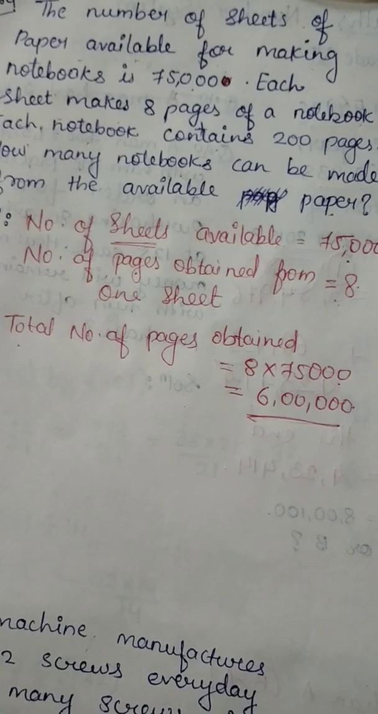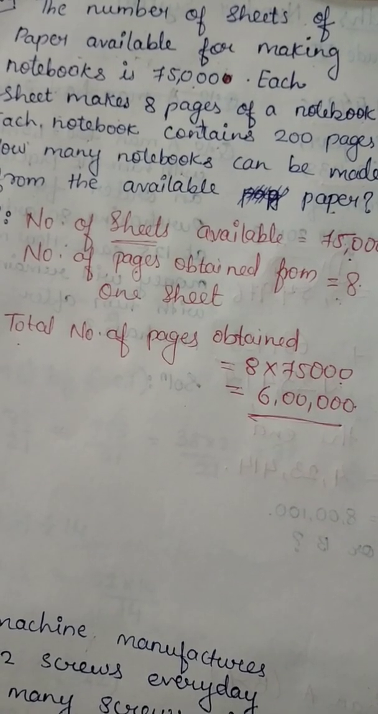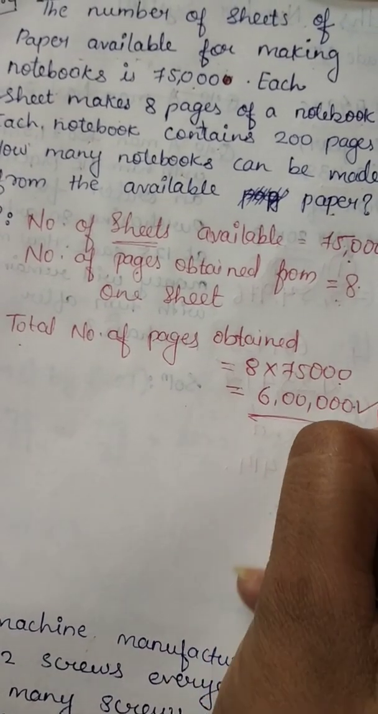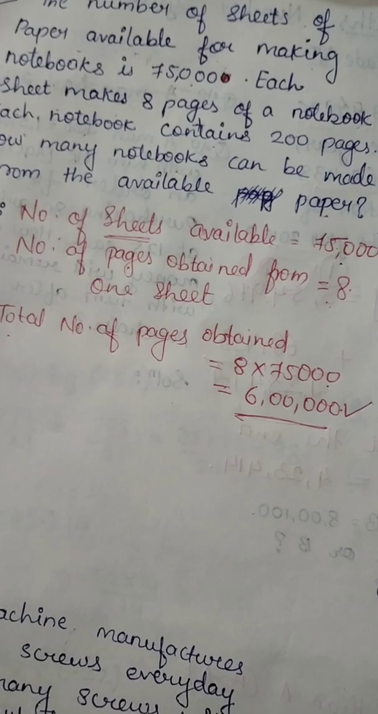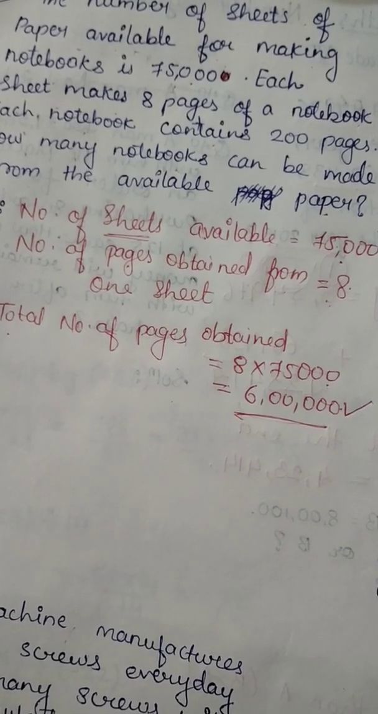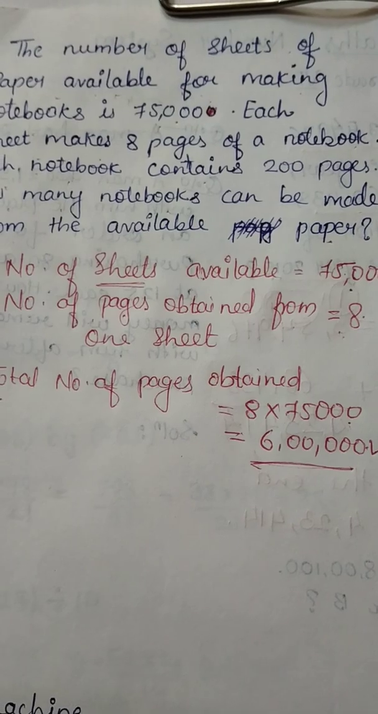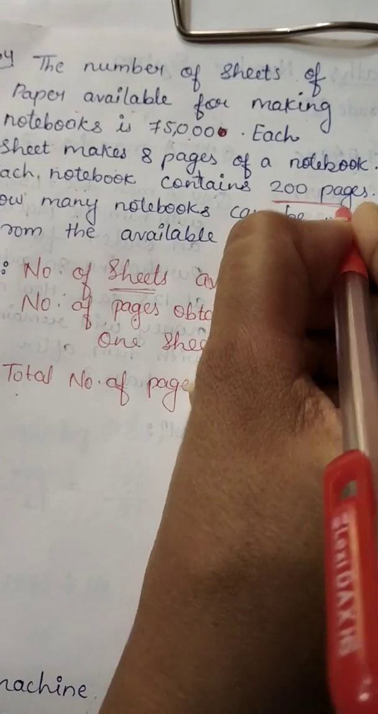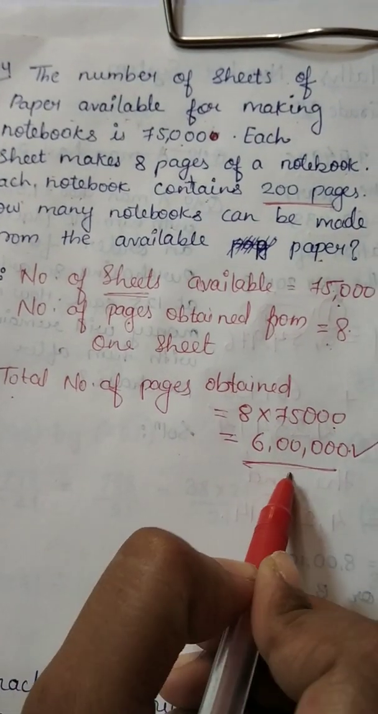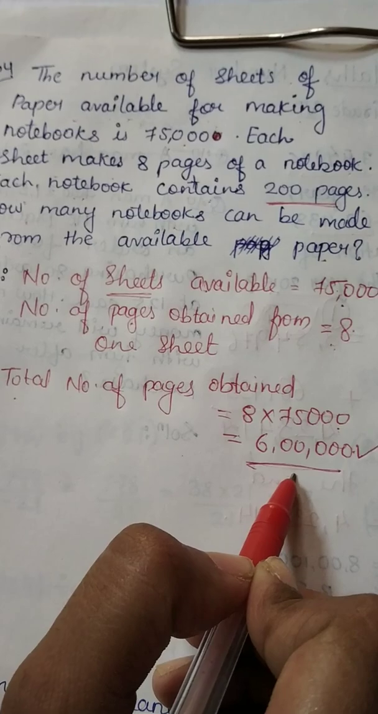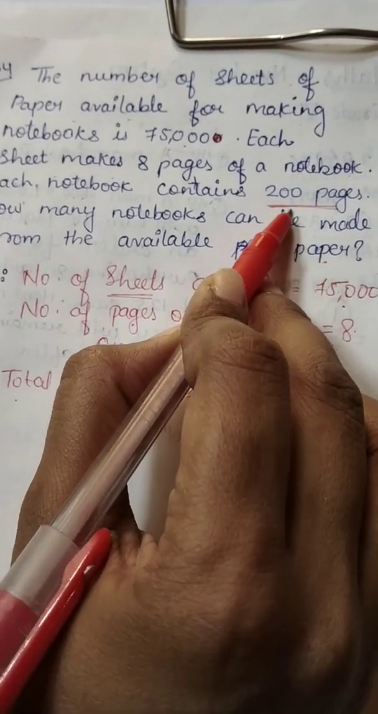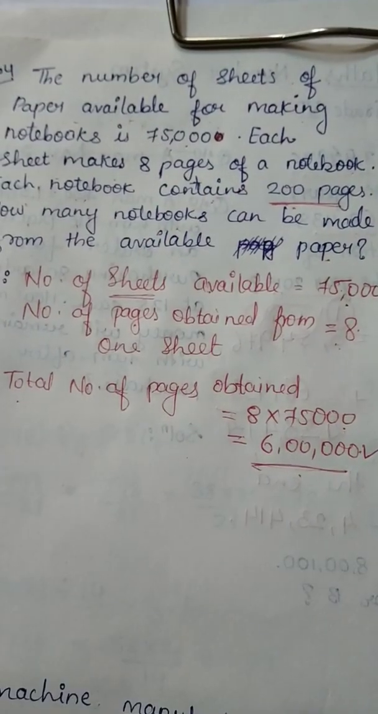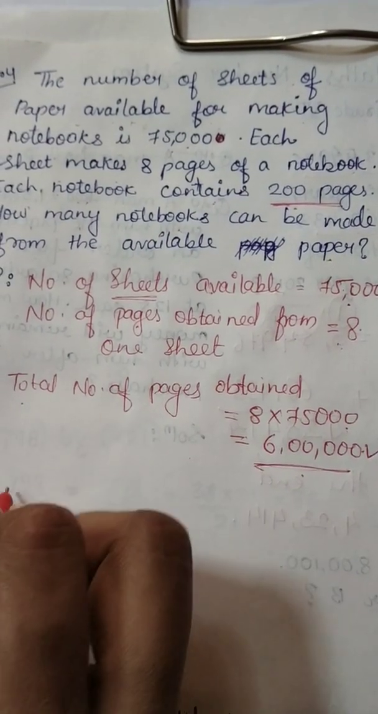Then like it is asked in the question, how many notebooks can be made from the available pages? So here available paper is 6 lakh. I repeat, see here, each notebook contains 200 pages. So from this 6 lakh pages, okay, I have to make notebooks. Each notebook should be of 200 pages. So what next? How to do it? So we'll divide.